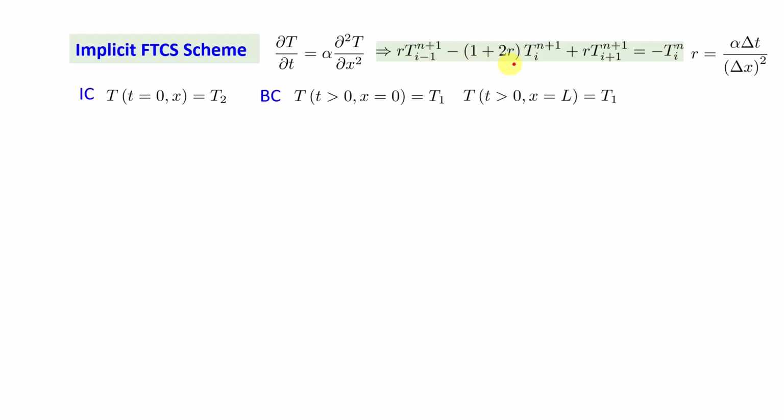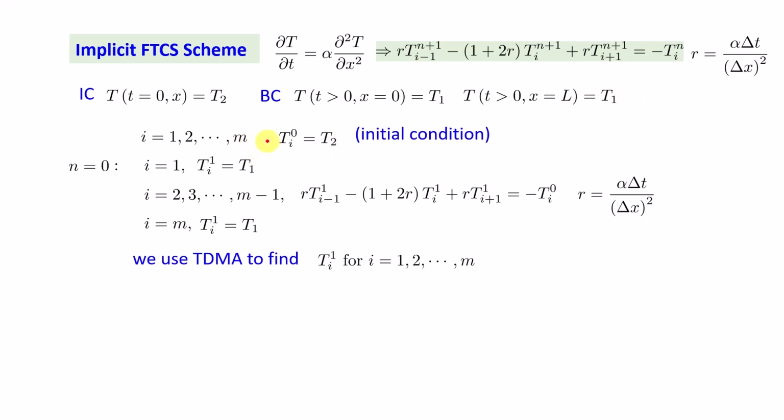This is our difference equation, that is R T_{i-1} minus (1 plus 2R) T_i plus R T_{i+1}, all at the n+1 time level. On the right hand side I have minus T_i at the previous time level, which is known. Initial condition is T2, boundary condition is T1.